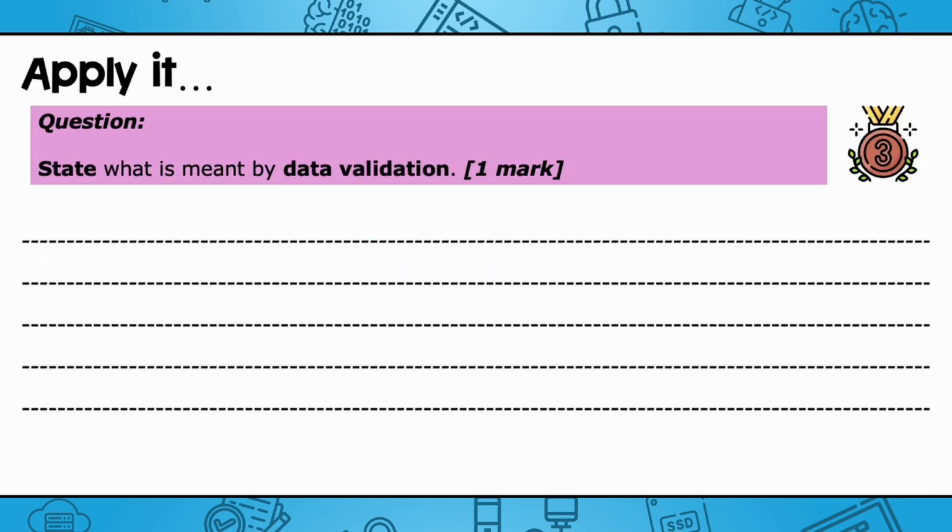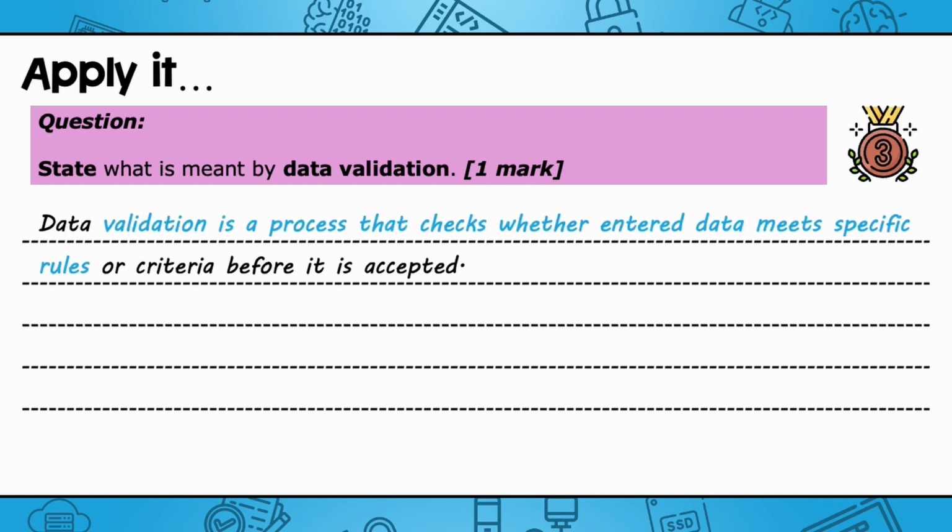Now, over to you. So we'll start as usual with a bronze, easier question. So state what is meant by data validation for 1 mark. So pause the video here and have a go. So data validation is the process that checks whether entered data meets specific rules or criteria before it's accepted into a system. So nice and straightforward, that one.